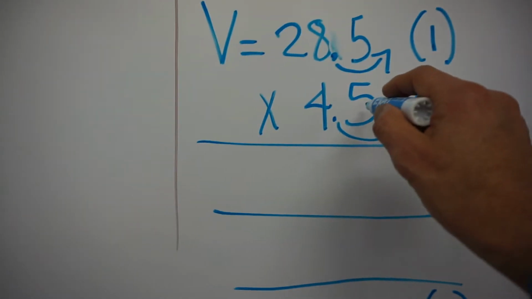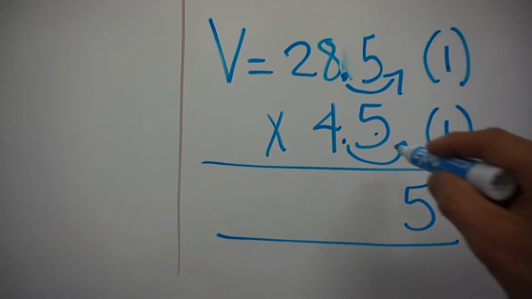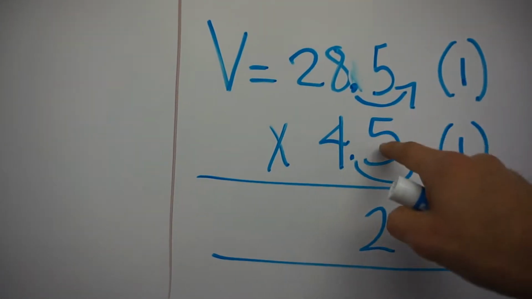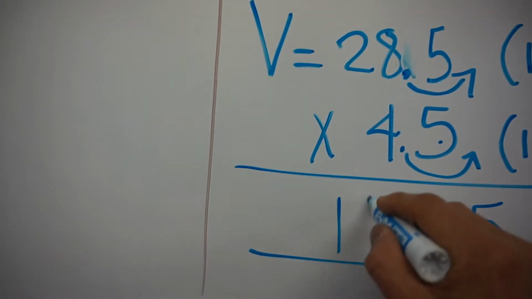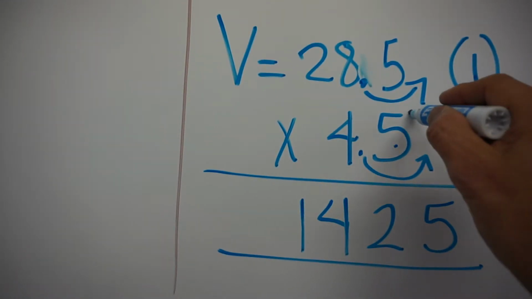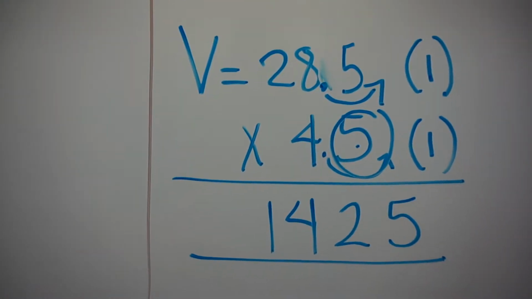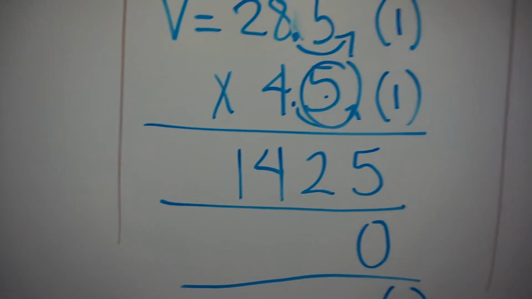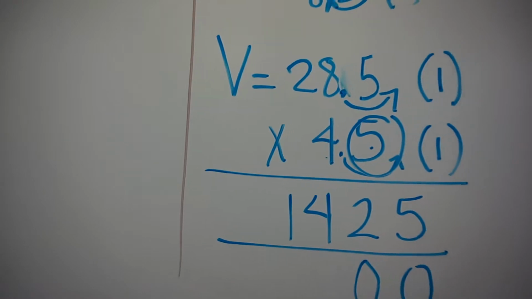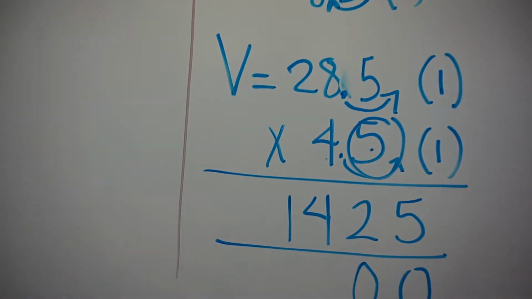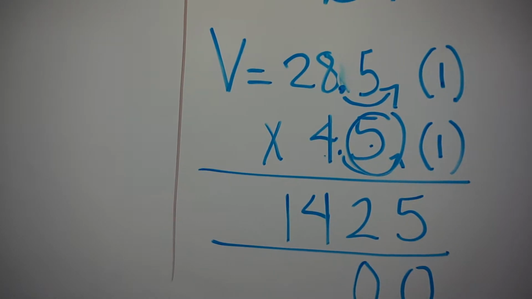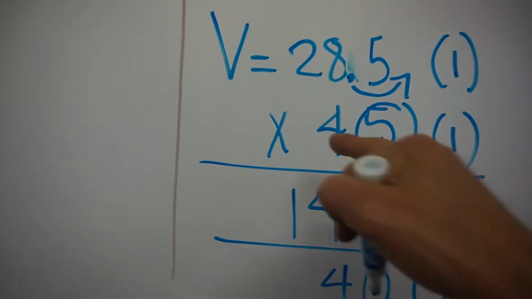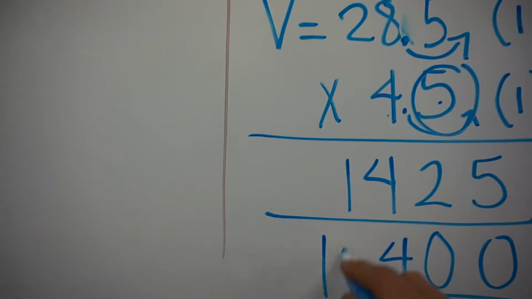Okay, my friends, let's multiply. 5 times 5 equals 25. You carry 2 over. 5 times 8 equals 40 plus 2 equals 42. We carry 4 over. 5 times 2 equals 10 plus 4 equals 14. There is our first number multiplied. Now we're multiplying 4. Because this is 4/10, we're going to write a 0 here. So 4 times 5 equals 20. We carry 2 over. 4 times 8 is 32 plus 2 equals 34. So we carry 3 over. And 4 times 2 equals 8 plus 3 equals 11.